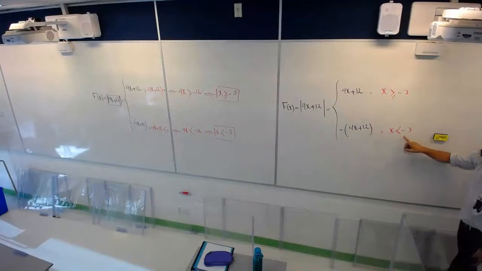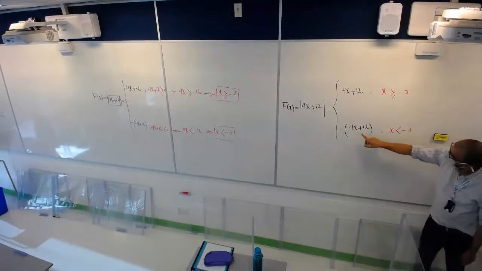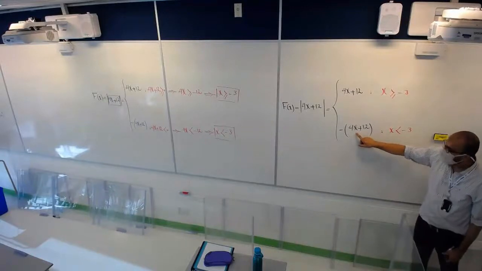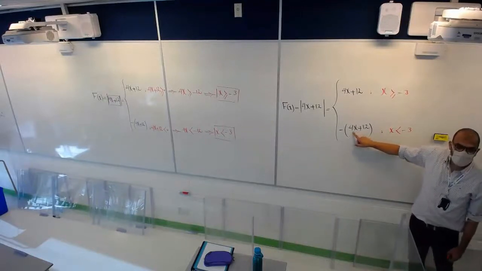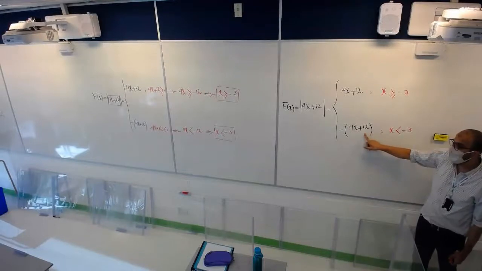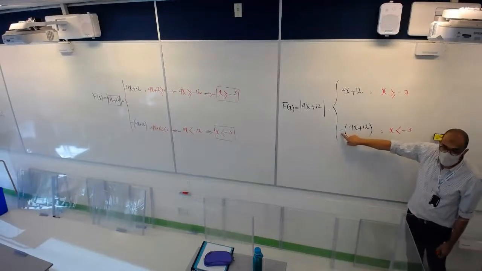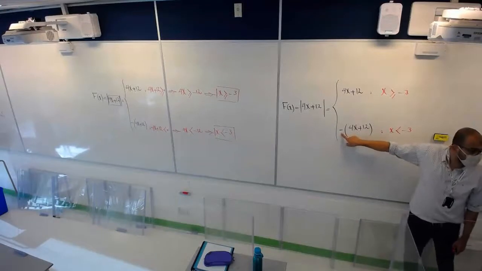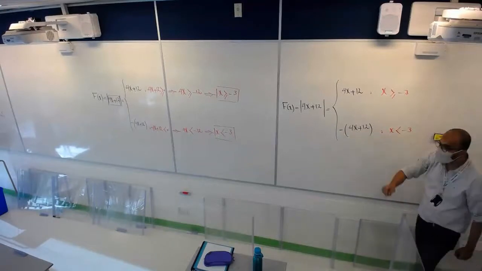Now you choose a number less than minus 3. Minus 7. Minus 8. Minus 8 times 4 becomes how much? 32. Plus 12. Minus 20. Then you have a minus before that. Positive 20. Minus 20, which is positive, and that's what we are looking for.